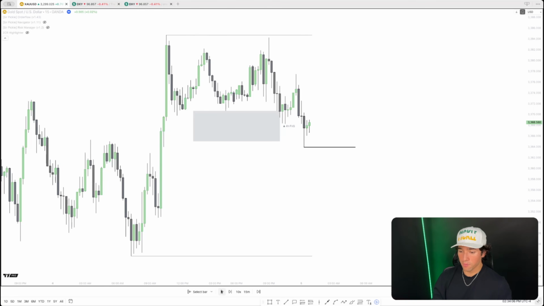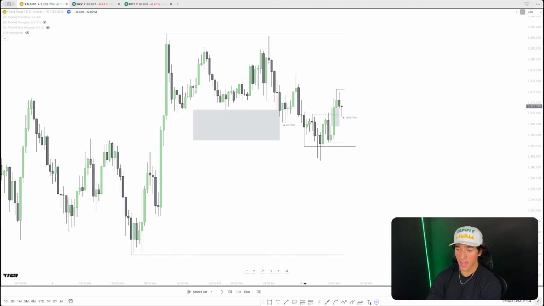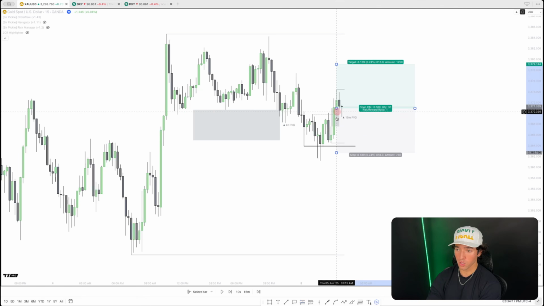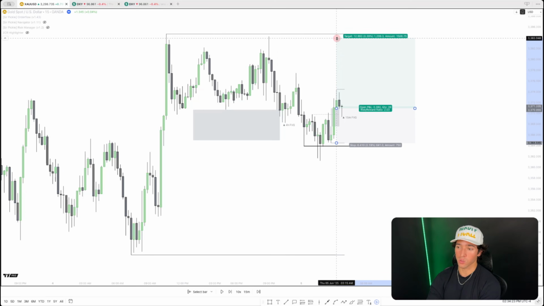So diving down to the 15-minute, let's move forward in time to when we actually sweep that low. Now we're looking for our impulse shift, which we see right there. So that is your entry. Stop loss goes at the swing low that creates that. Entry at the fair value gap. And just target a static 2R, which would give you something like that.